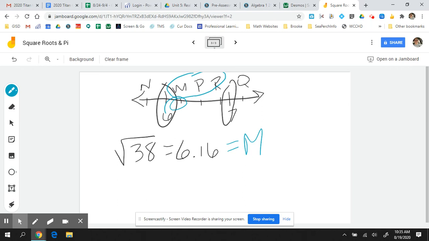They can do the same thing for where is 2 pi on a number line. So just go figure out what that square root actually is as a decimal, and then figure out where it is on a number line.